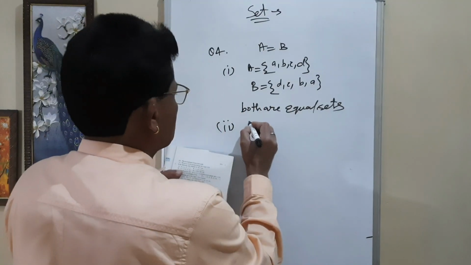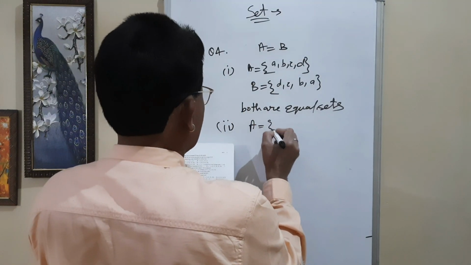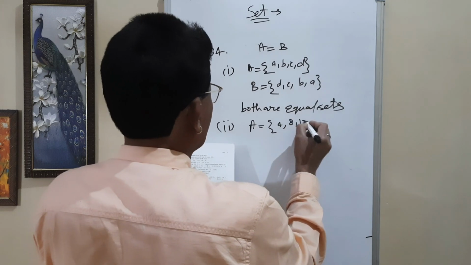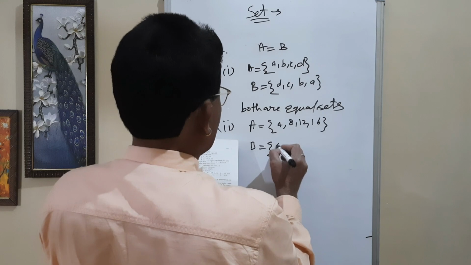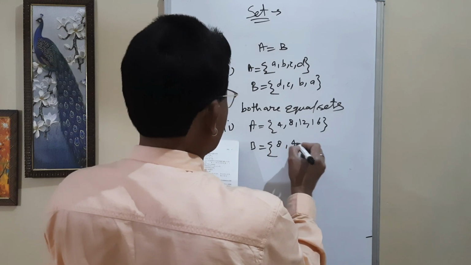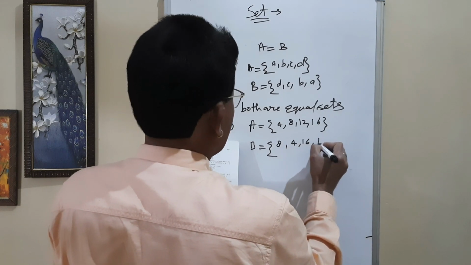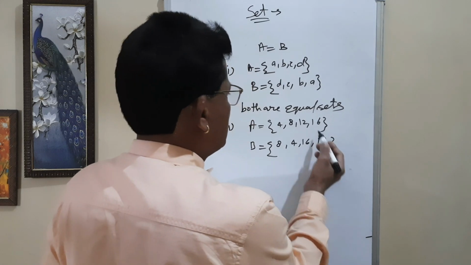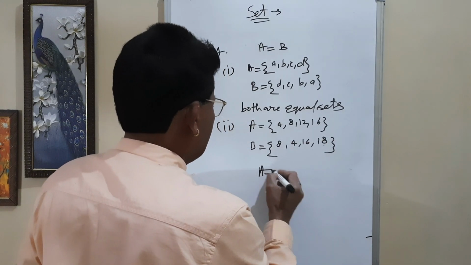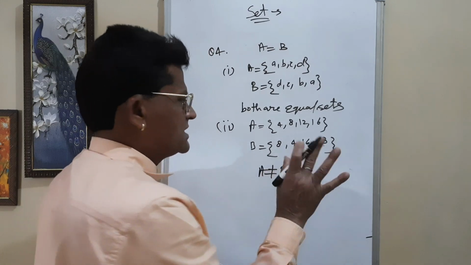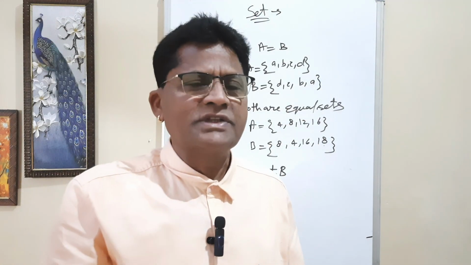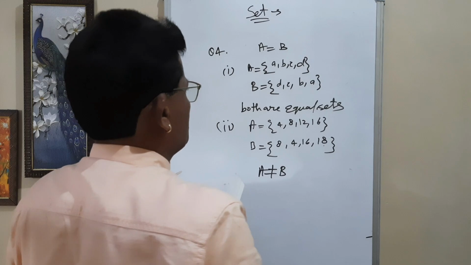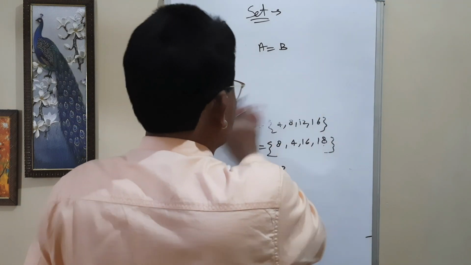Let me take A is equal to, in the first set, 4, 8, 12, 16. Let me take B. Like that you can compare. 8, 4, 16 and 18. My dear student, 18 is here, 18 is not here. That is why A does not equal B. Elements are not same. In the set B, 18 is here, but in the set A, 18 is not there. That is why these sets are not equal.